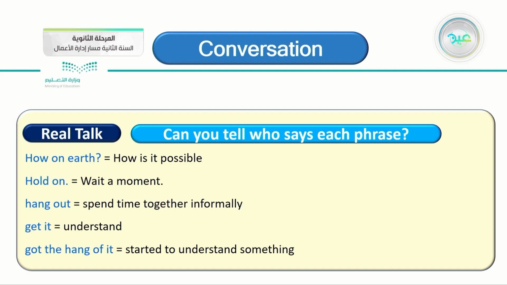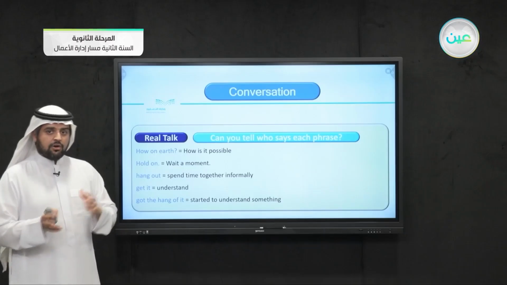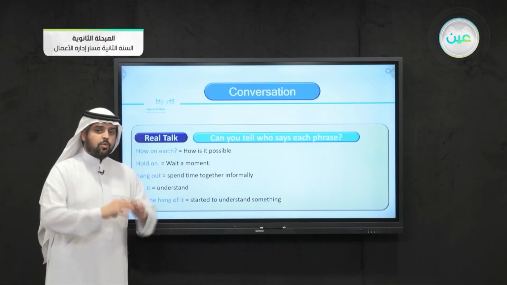The first one, how on earth? How on earth means how is it possible? When someone is asking you, how on earth did you do that? How on earth did you do this? It means how is it possible? He's wondering. So, how on earth? Who says how on earth? Is it Kara or the grandmother who was wondering?